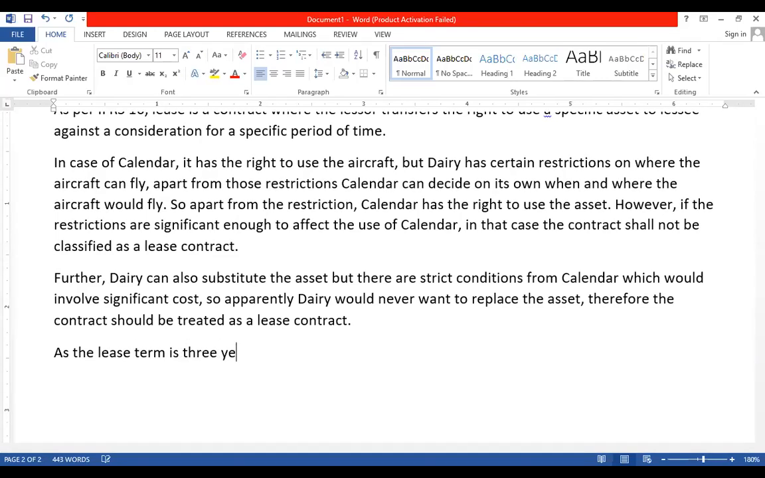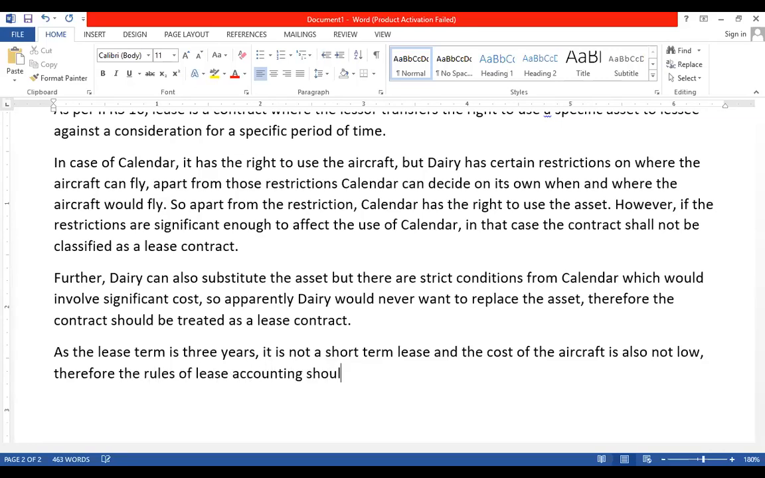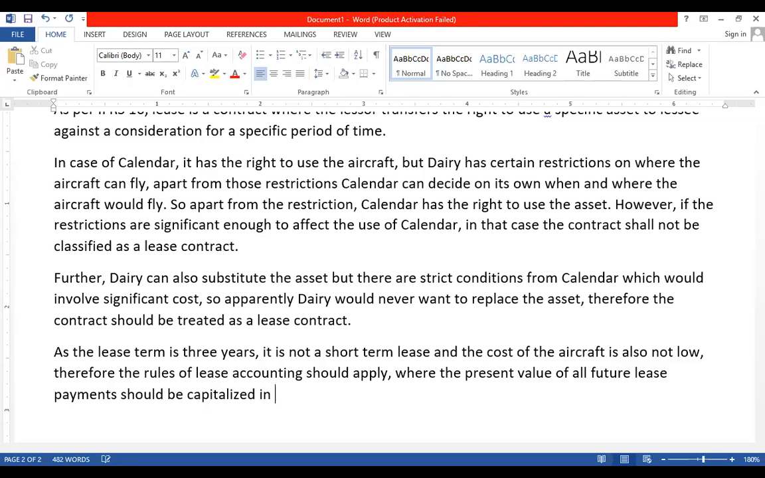As the lease term is 3 years, it is not a short-term lease, and the cost of the aircraft is also not low. Therefore, the rules of lease accounting should apply, where the present value of all future lease payments should be capitalized in the right to use asset and recorded as a liability, with any initial direct cost being capitalized.